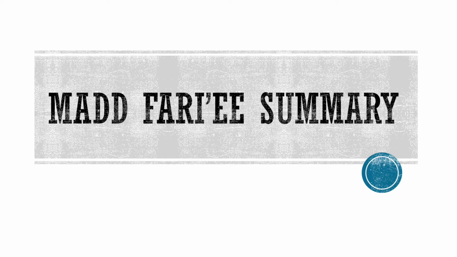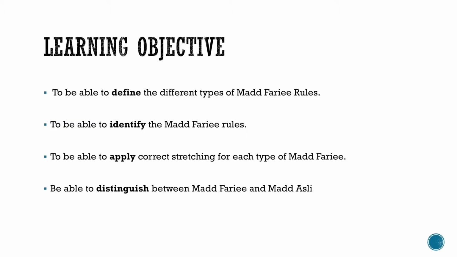Assalamu alaikum. In this lesson, we will be covering the Mad Fari'Ee summary. Our learning objectives are: number 1, to be able to define the different types of Mad Fari'Ee rules. Number 2, to be able to identify the Mad Fari'Ee rules. Number 3, to be able to apply correct stretching for each type of Mad Fari'Ee. And finally, to be able to distinguish between Mad Fari'Ee and Mad Asli.